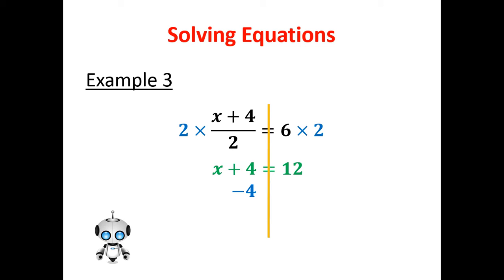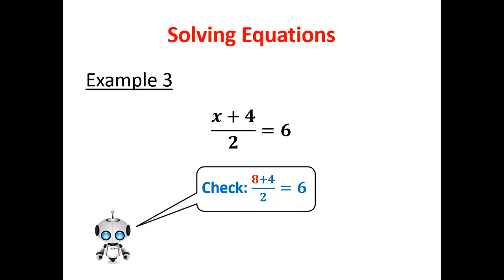Next we see a plus 4, so we subtract 4 on the left hand side and subtract 4 on the right hand side. On the right hand side, 12 minus 4 is 8. Back on the left hand side, plus 4 minus 4 makes 0, so we're just left with our x, so x is equal to the number 8. A quick check, 8 plus 4 divided by 2 does make 6, so x is equal to 8.